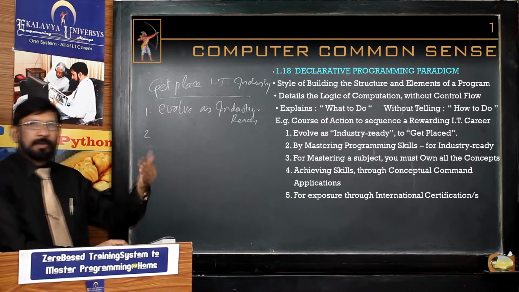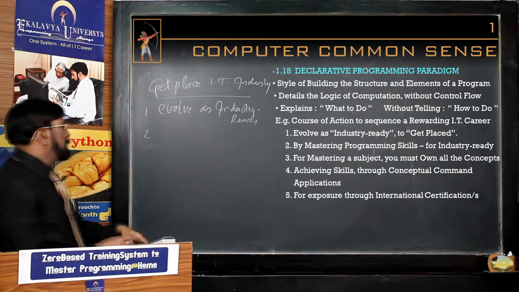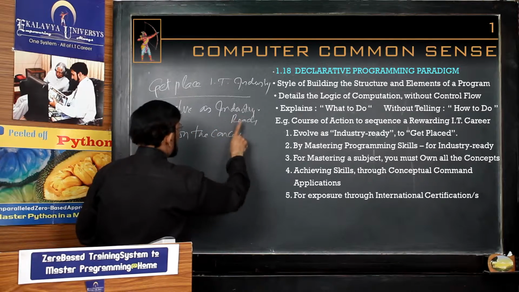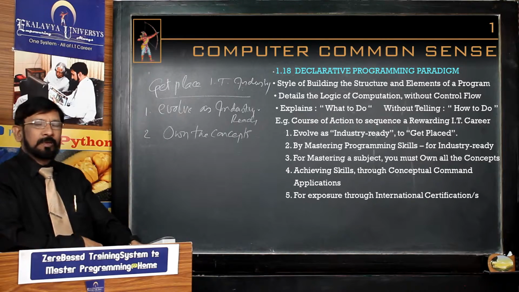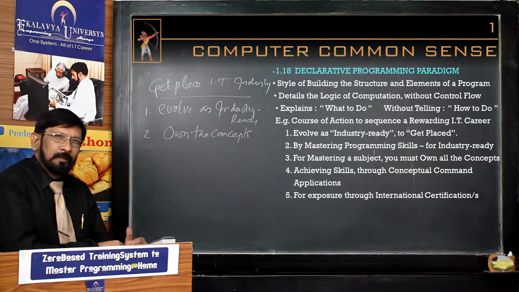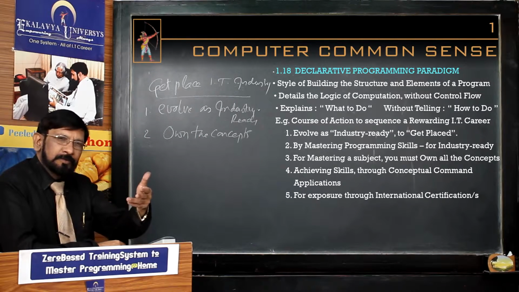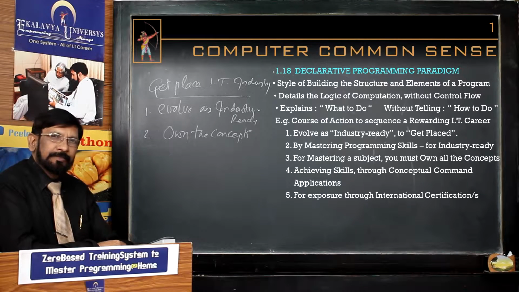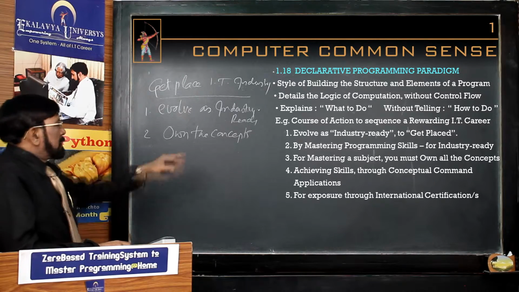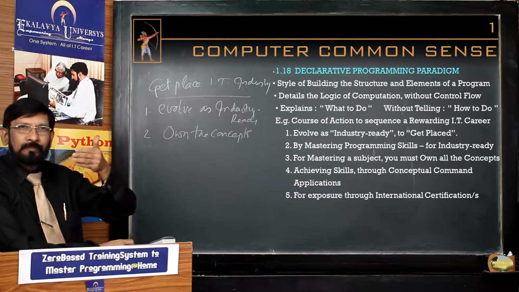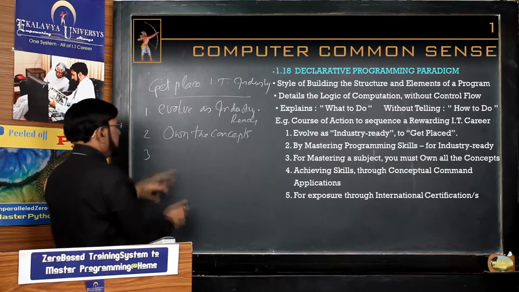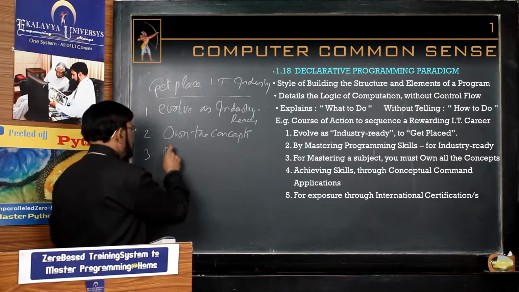In order to become an industry ready programmer, what do you require? You should own the concepts. Actually, you have to choose one or more programming languages, and in those you must own the concepts. Owning the concept means, if I ask you what you did yesterday, how fluently you are able to explain, because that is your personal experience. In the same manner, you should own the concepts. Owning the concept is not enough. The subsequent thing is performing applications.